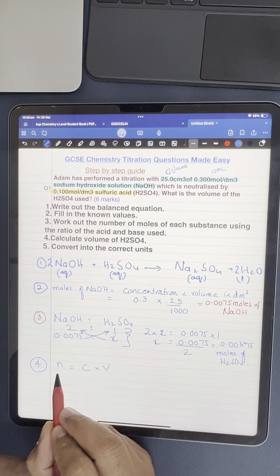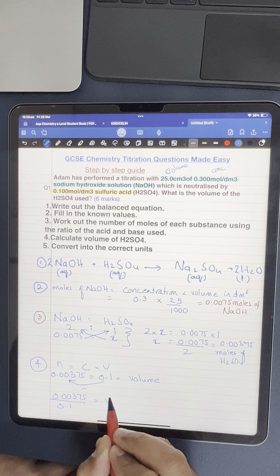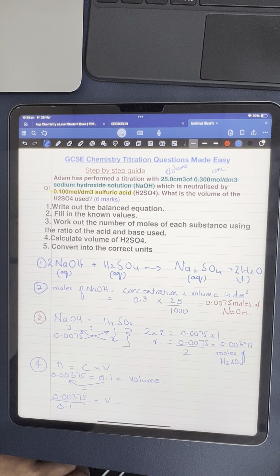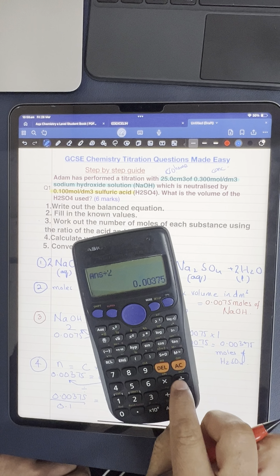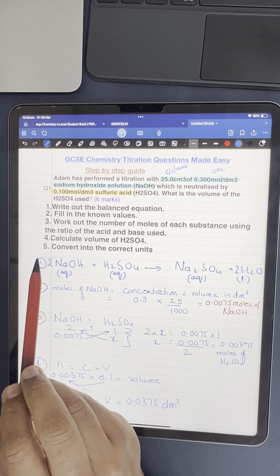Now 0.1 is being multiplied with volume. If I take it to the other side, it will divide. So that will become 0.00375 divided by 0.1, and that gives me the volume. And the answer is, let's divide that, divided by 0.1, 0.0375 dm³. This is my step number 4.